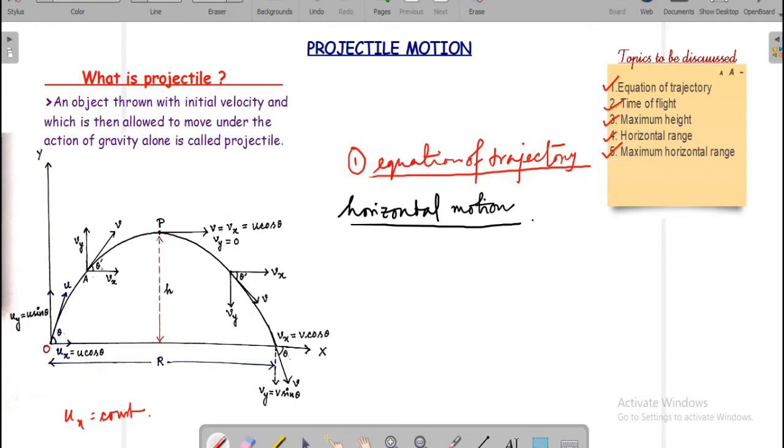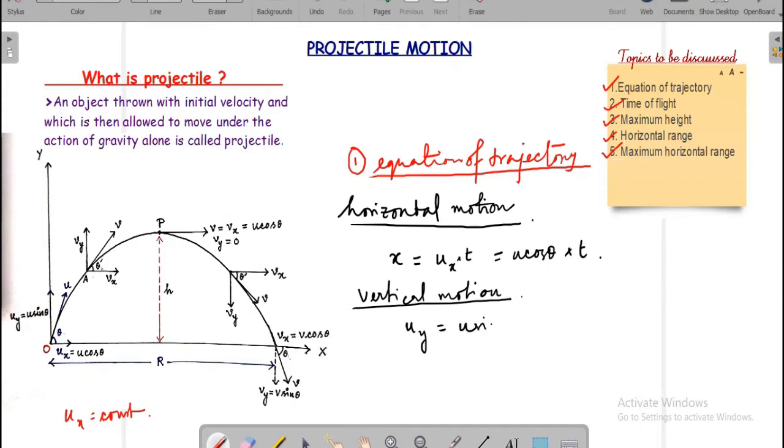The horizontal distance covered by the body in time t, x is equal to ux into t, horizontal speed into time. So it is equal to u cos theta into t. Now vertical motion. In vertical motion, we have the vertical component of velocity, uy is equal to u sin theta. The vertical component of acceleration is nothing but acceleration due to gravity. But there is a minus sign because acceleration due to gravity in the upward direction is minus g. In the downward direction, it is considered as plus g. And we have ax is equal to 0, that is, the horizontal component of acceleration is 0.